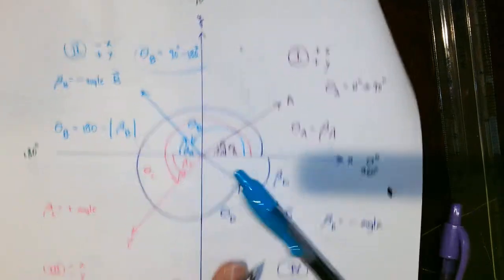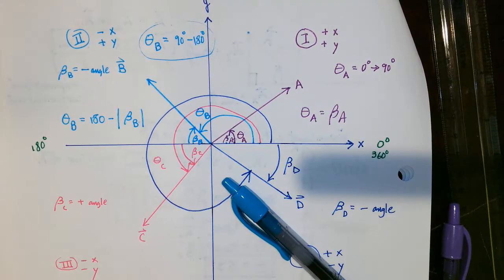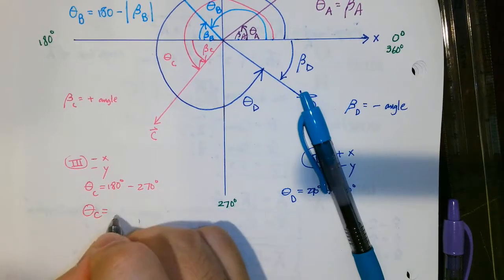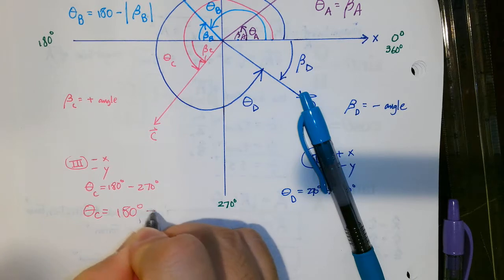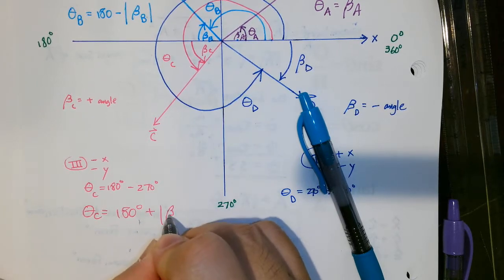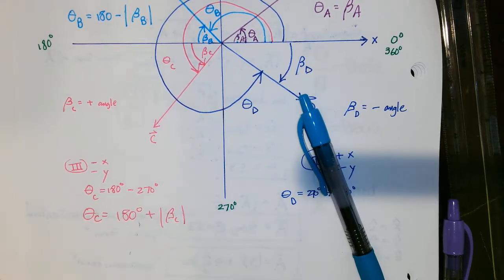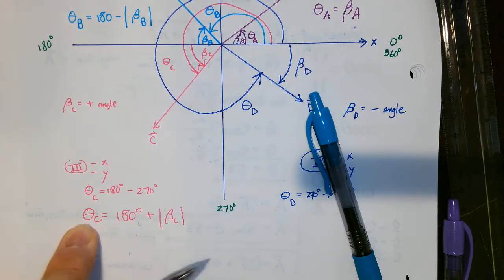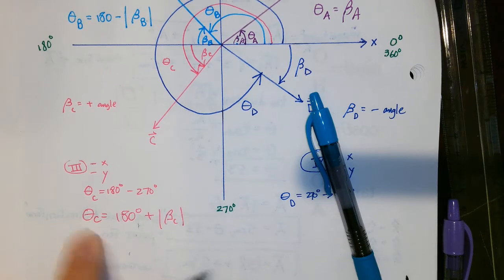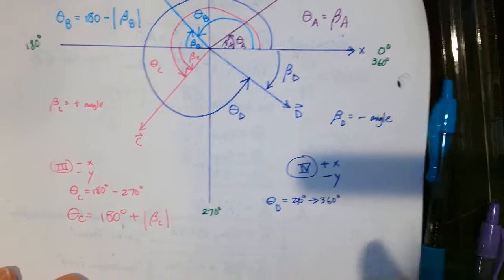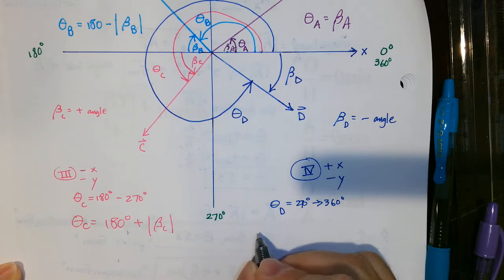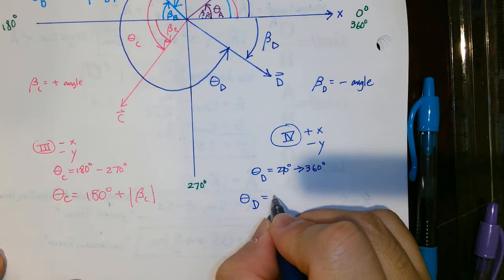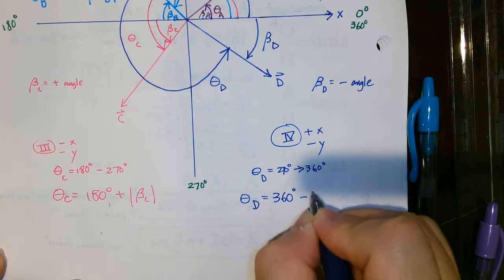Similarly, theta C would be 180 plus your beta C. So calculate your beta C right here, and add 180 to it, and you'll get your angle theta C. And here, your theta D will be 360 minus the absolute value of beta D.